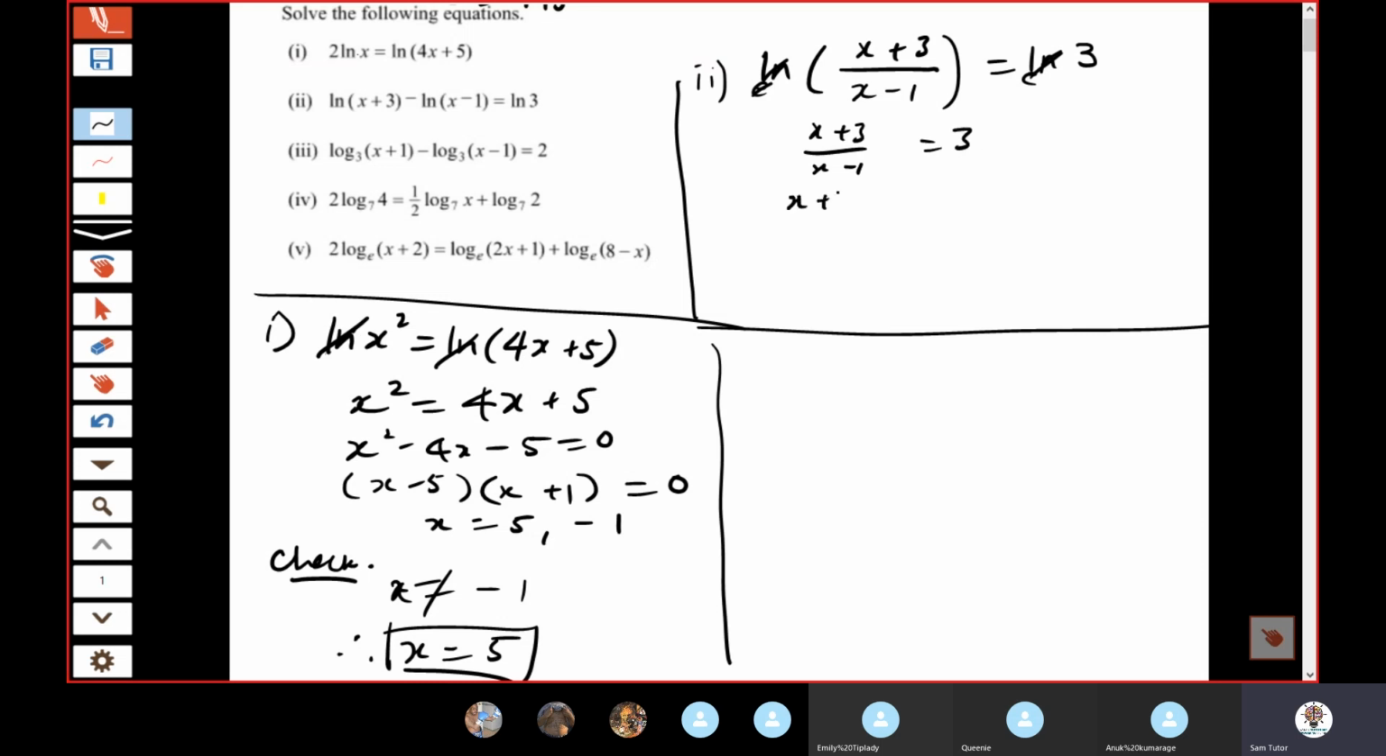Bring it to one side. It's easy after that. What's this? 2x. 3 plus 3 is 6, so x equals 3. Sub it back in. 3 plus 3 is 6. 3 take away 1 is 2. You can log positive numbers. The only answer is x equals 3. Any questions about that?